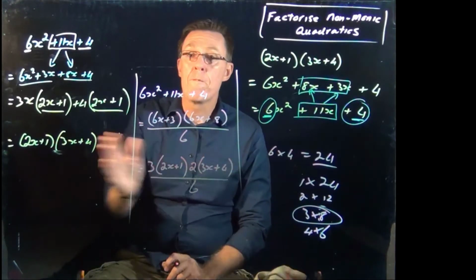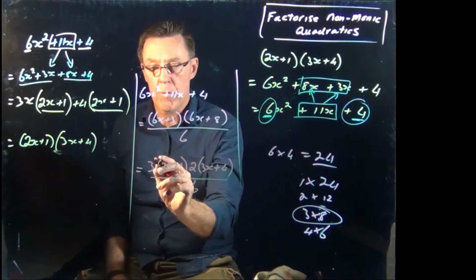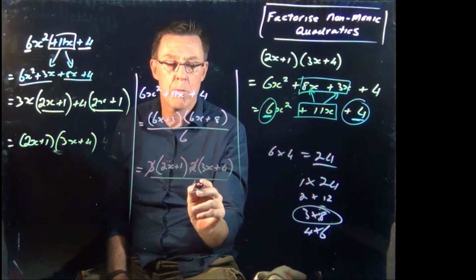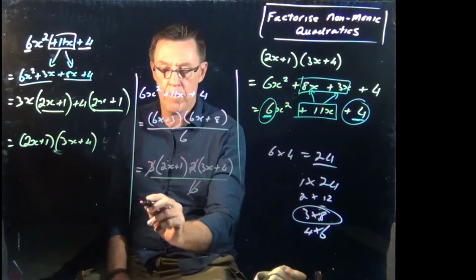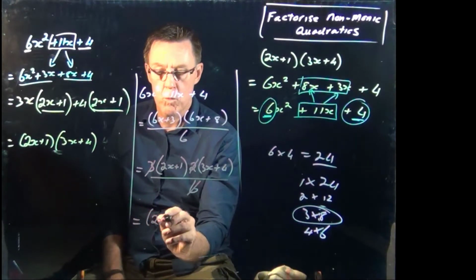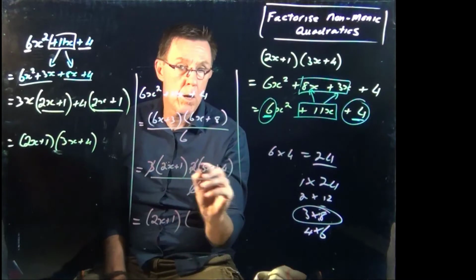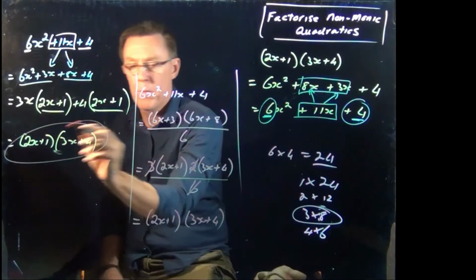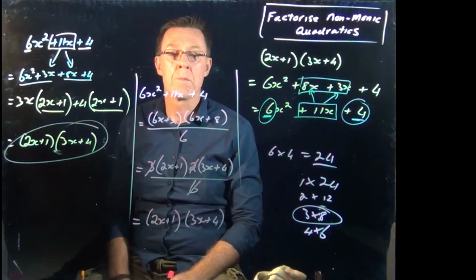So on the top line, I have 4 numbers times together. I have 3 multiplied by 2 gives me 6 on the top line, which cancels 6 on the bottom line. There's my answer staring at me. 2x plus 1, 3x plus 4. Just as we said it should be.